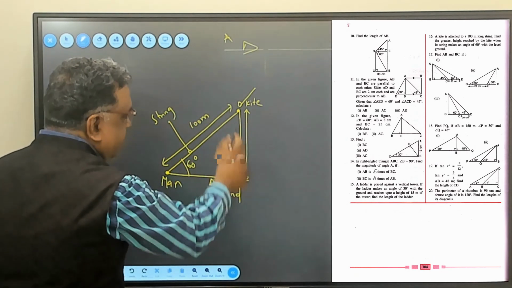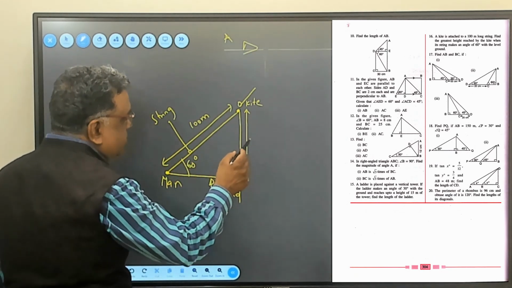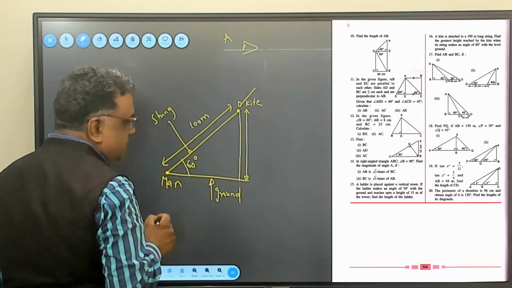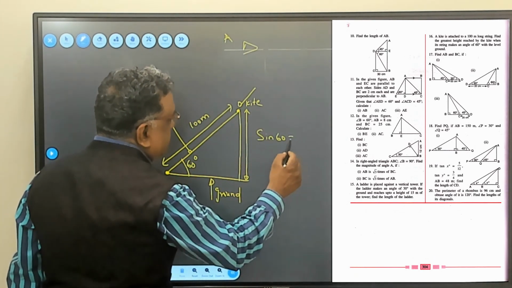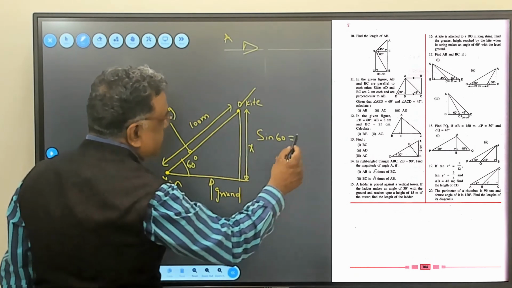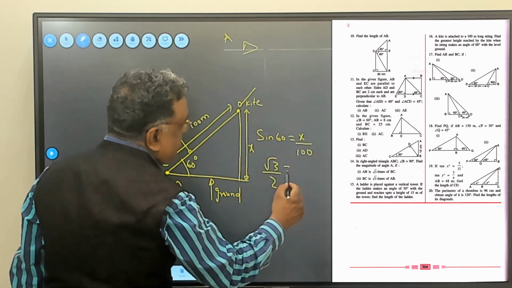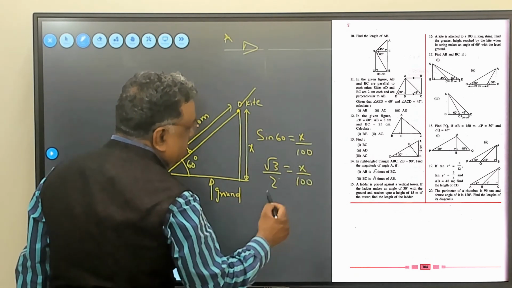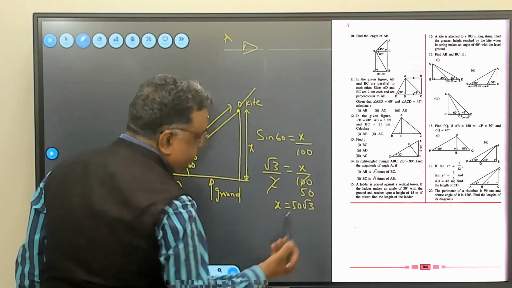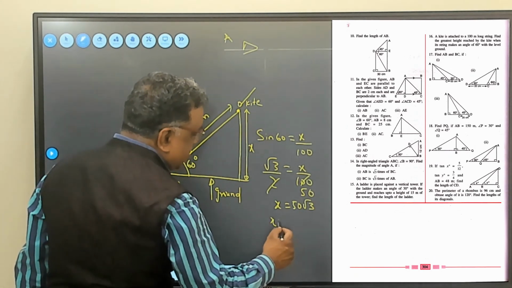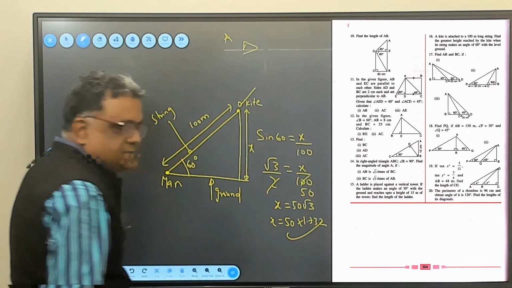I want to find out the height. So obviously, if I know, I want to find opposite side to this angle, and adjacent hypotenuse has been given. So I will use sine. Sine 60. Let us say this height is x. X upon 100, which means sine 60 is root 3 by 2 is x upon 100. I will cancel this 50. So x will become 50 root 3. Either you can leave the answer like this, or if they are asked in decimals, then perform this operation. And that would be your answer.